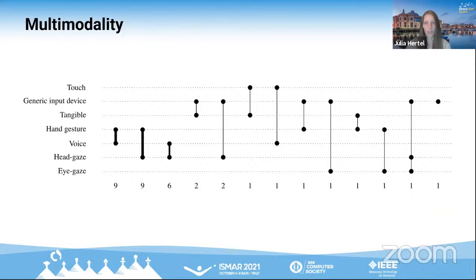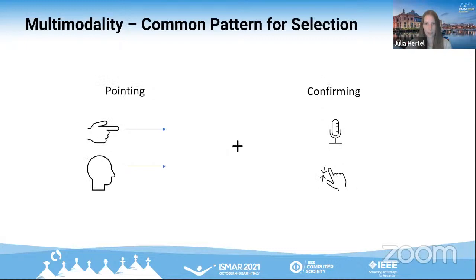Furthermore, we were interested in how modalities are combined in multi-modal interaction techniques. This figure shows all frequencies of identified combinations. It shows us, for example, that hand gestures are paired with every other modality except for brain-computer interface, and that hand gestures and voice and hand gesture and head gaze are particularly common. These combinations especially appear in selection tasks. A common pattern for selection is to apply a pointing technique, like gaze or hand gesture, to select an object, and a confirming action via hand gesture or voice.